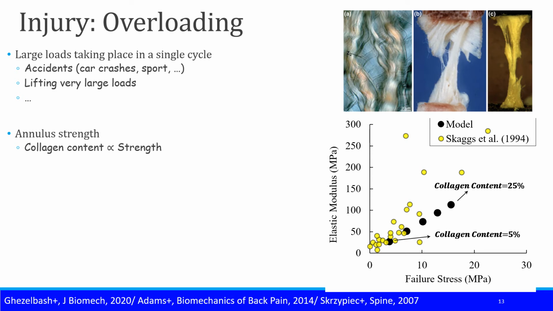The strength of annulus fibrosus is proportional to its collagen content. For example, a modeling study has shown that by increasing the collagen content, or how much collagen we have in the annulus fibrosus, the elastic modulus and the failure stress or the strength of the tissue increases linearly. But with aging and degeneration, the strength of the tissue decreases. For instance, 66% of the strength of the tissue deteriorates due to aging and degeneration.